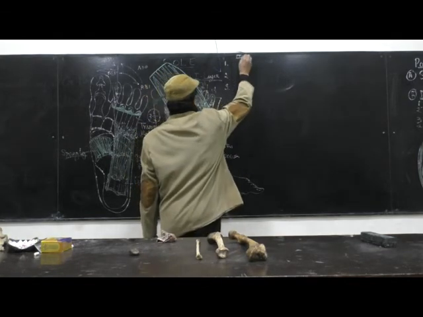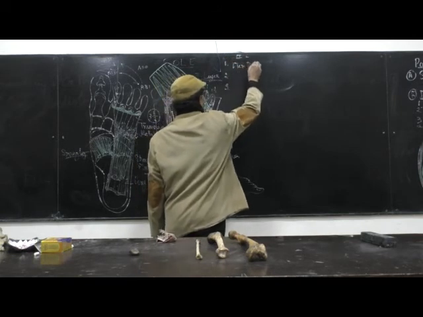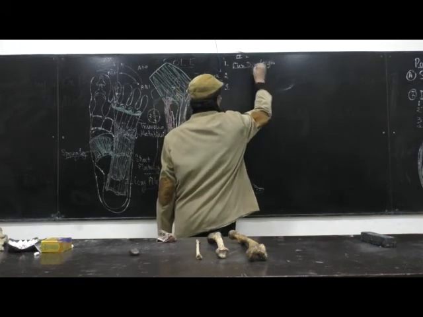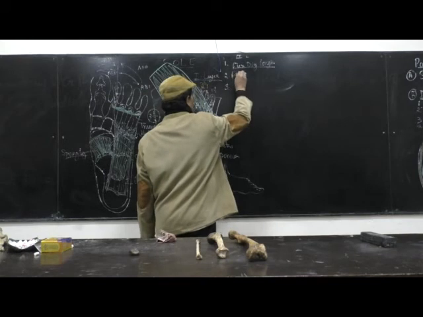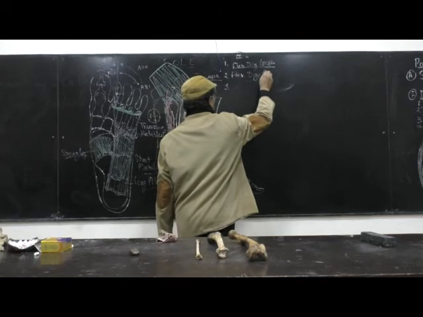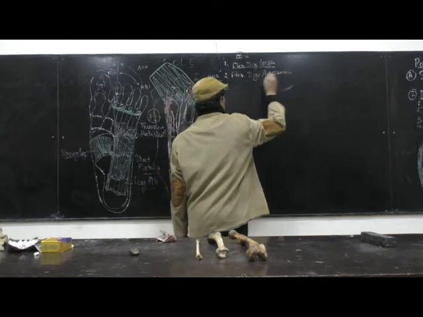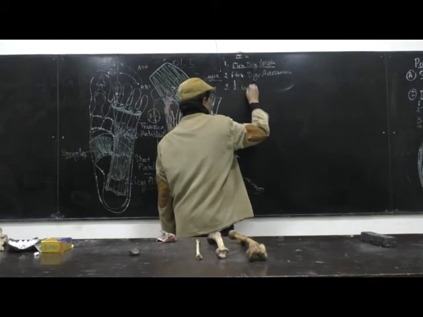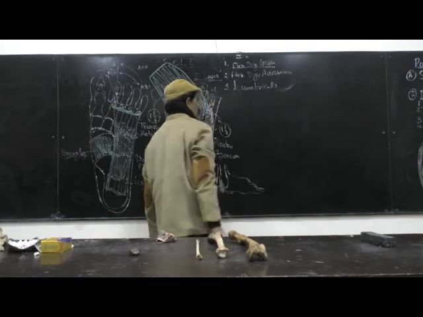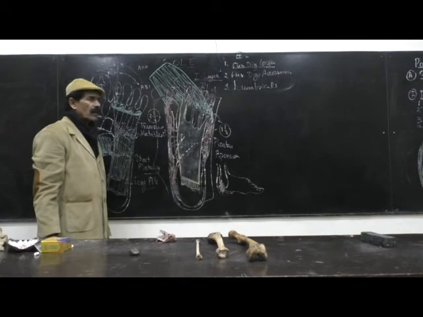The second layer of the muscles, so they are the flexor digitorum longus, then flexor digitorum accessorius, and lumbricals. These are the muscles of the second layer of the sole of the foot.